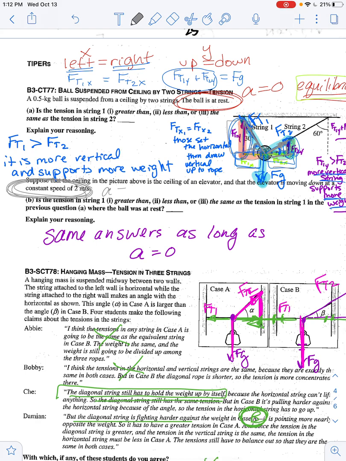For the second part, when it's in an elevator but at a constant speed, because it still has an acceleration of 0, we still have to maintain equilibrium. And so all of those forces would still maintain the same size.